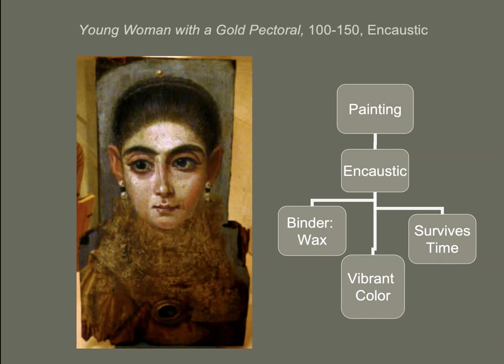So this is actually a Roman piece, Young Woman with a Gold Pectoral, from 100 to 150. So you can see it's a couple thousand years old, and it retains the original color, the transitions from light to dark, very, very vibrant color. This particular piece was made to memorialize the dead, and several or many encaustic paintings during this time were used for this purpose.